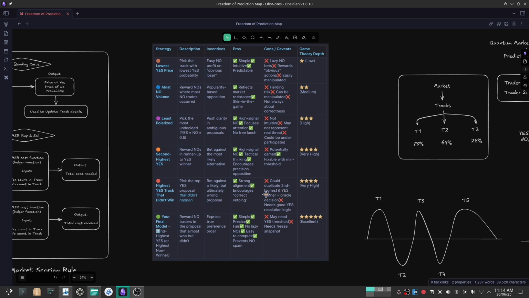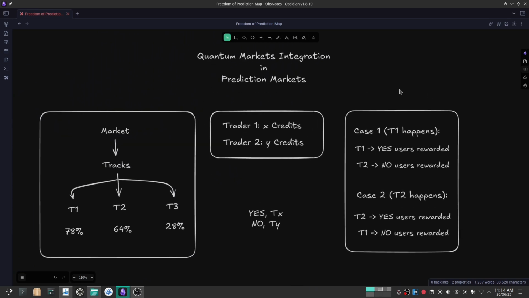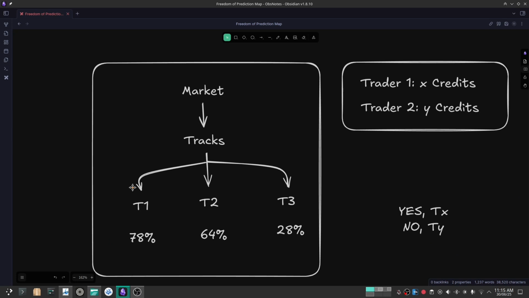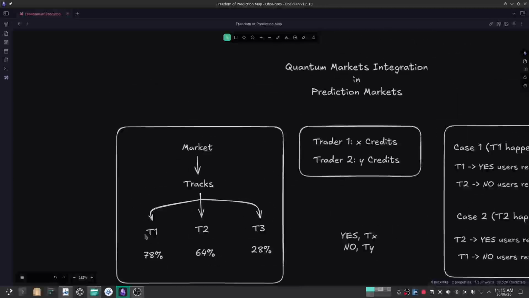Now let's take a look at our market model. This is quantum markets integrated in conditional prediction markets. When the market starts, there are multiple tracks T1, T2 and T3 in which you can vote yes or no. Next, a trader comes to trade, so he takes some currency and gets some credits to trade on this. The difference here is it's a quantum market and not a traditional conditional prediction market.